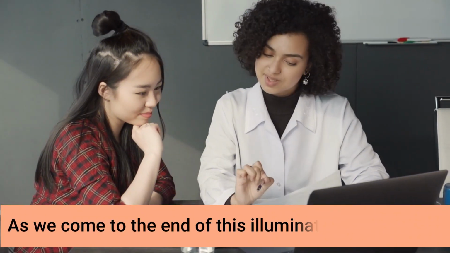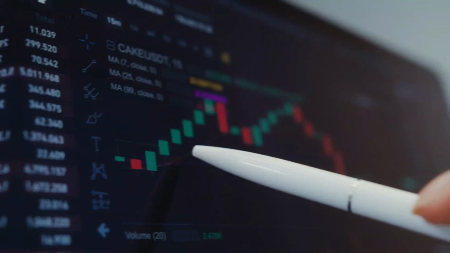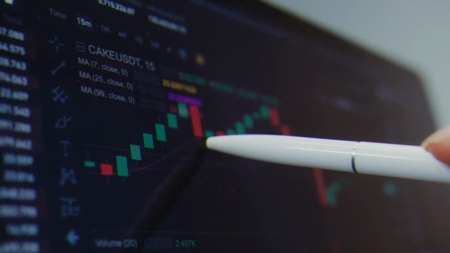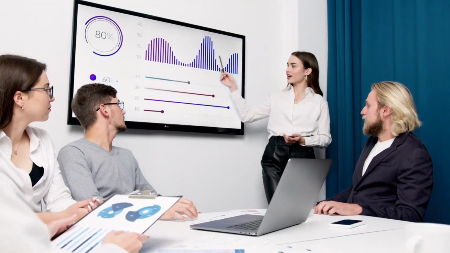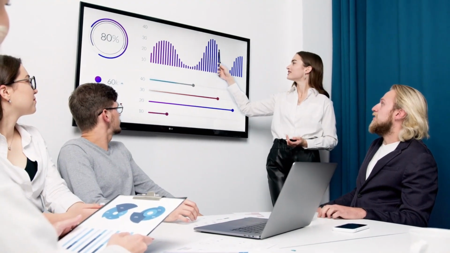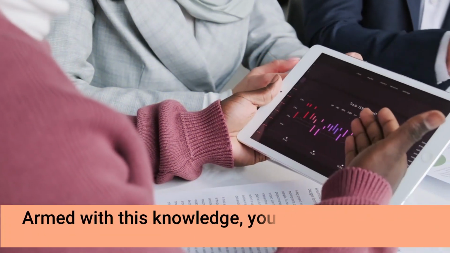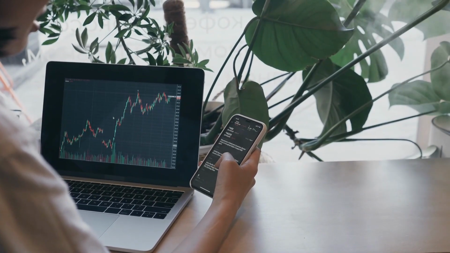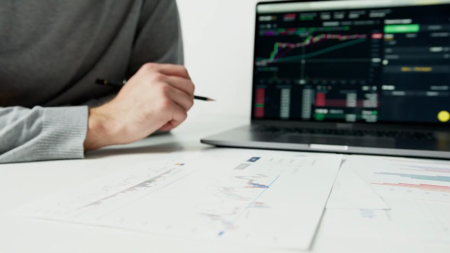As we come to the end of this illuminating exploration, we hope you now have a clearer understanding of how banks set the exchange rate, a fascinating world where the ebb and flow of currencies shape the global financial landscape. Armed with this knowledge, you are better prepared to make informed decisions in an ever-connected world. Remember, the intricacies of exchange rates continue to evolve, influenced by a myriad of factors.